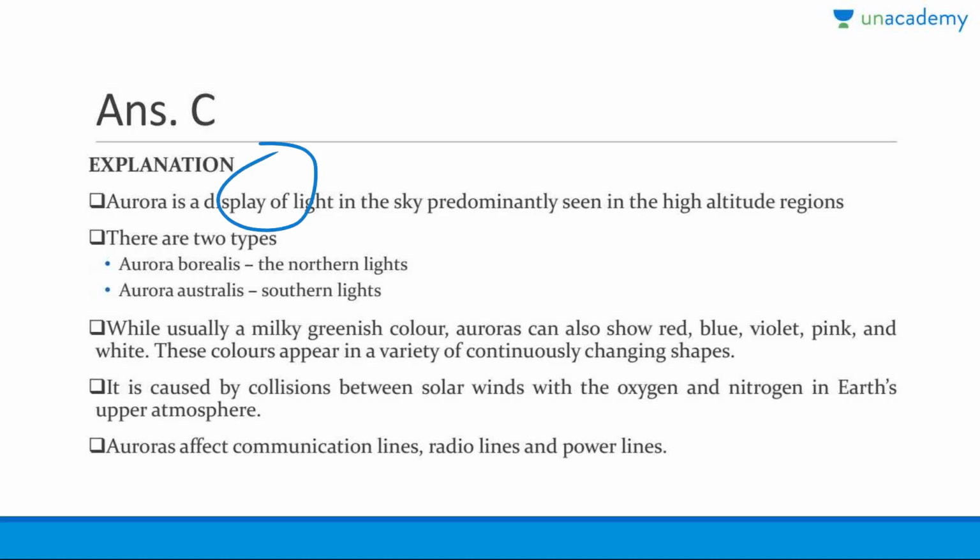So aurora is a display of light in the sky predominantly seen in the high altitude region. And there are two types of aurora. Aurora borealis. Borealis means north. Aurora australis. Australis means south. Okay. Aurora means lights. So while usually it is a milky greenish color, you can just Google it, you will find it there. They can also be red, blue, violet, pink and white, and these colors appear in a variety of continuously changing shapes, and it is caused by collision between solar winds with the oxygen and nitrogen in Earth's upper atmosphere. And auroras affect communication lines, radio lines, power lines, all these are affected.